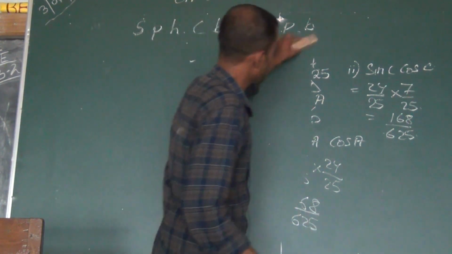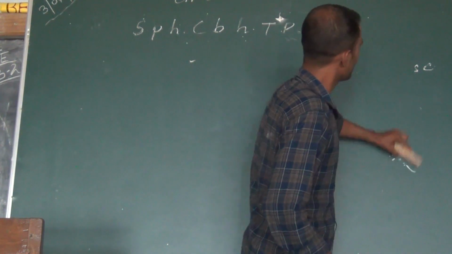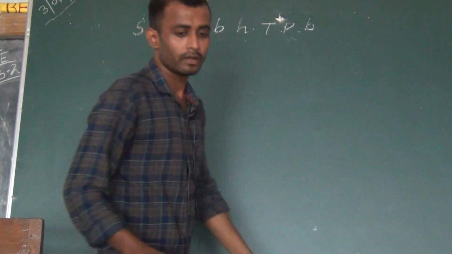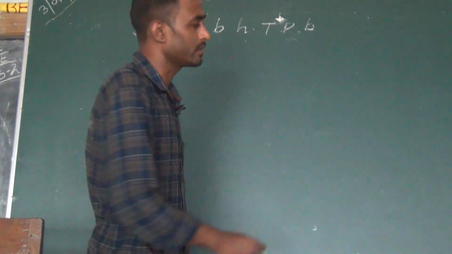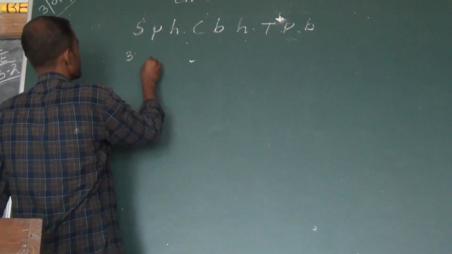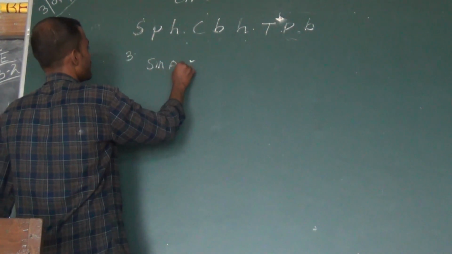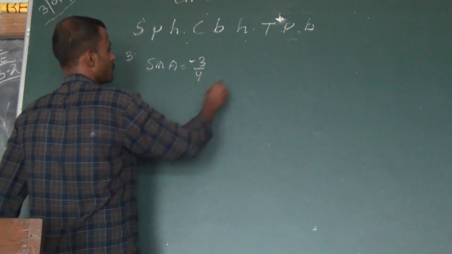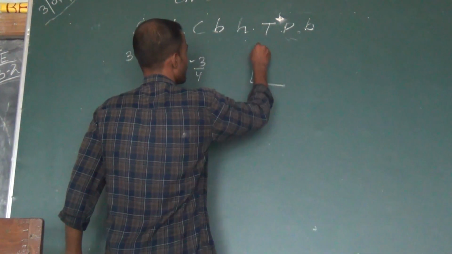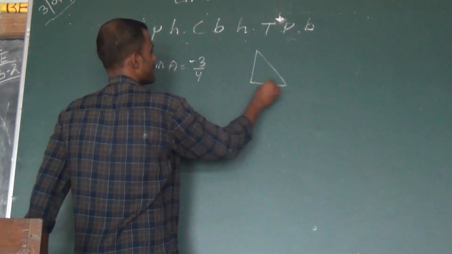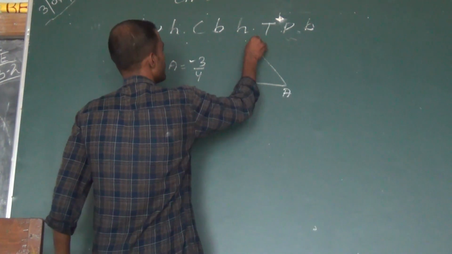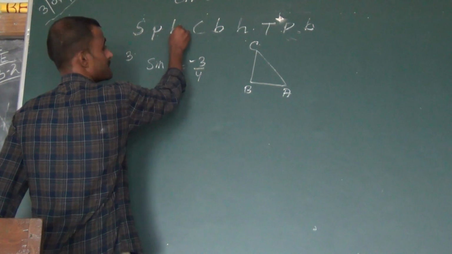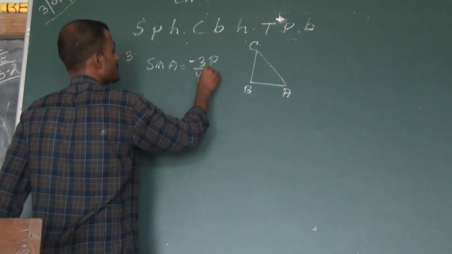Given sin A is given 3 by 4. Question number 3: sin A is given 3 by 4. Let's draw one triangle here, right angle. This is given A, that's why I'll take A here. Let's take B here, let's take C here. Sin, what is given? PH. Can you say PH? This one we take as P, this one we take as H.